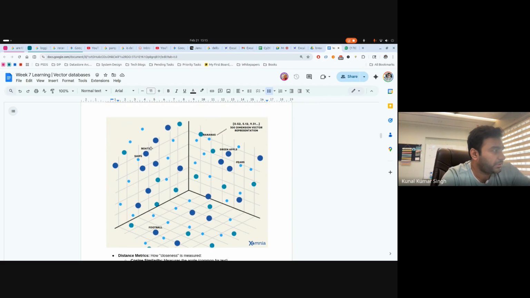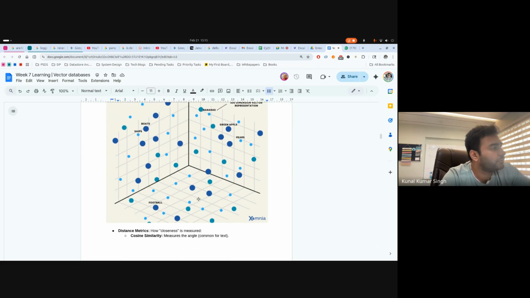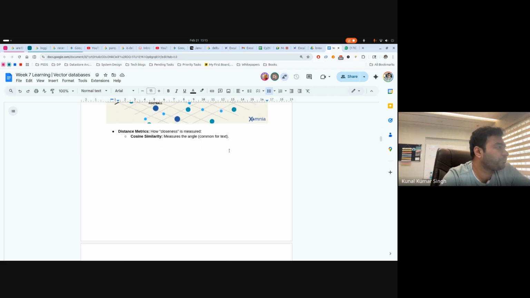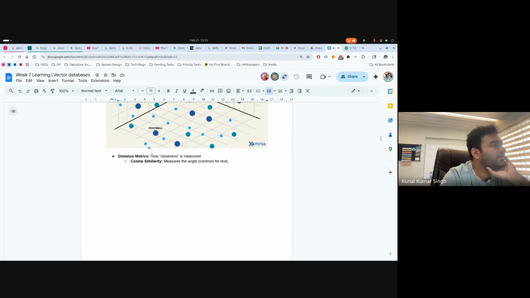So as you can see here, boat and ship are this side, all the fruits are this side, and then these sports things are below, right? This is like an entire vector space, and then we'll have to search in that vector space, right? Once that is done, the distance metric is where we can focus.